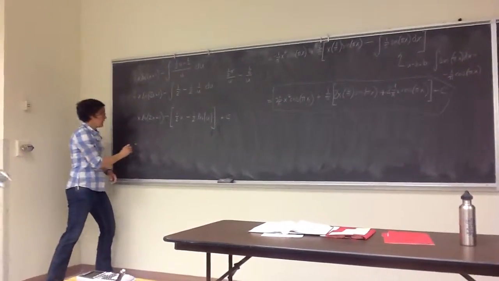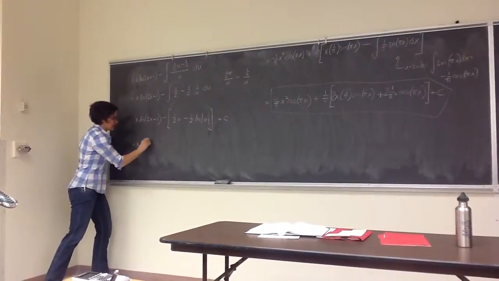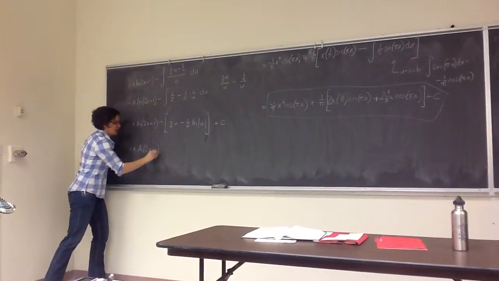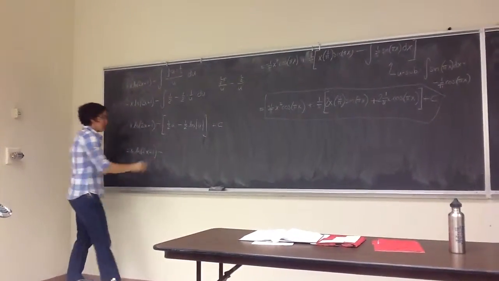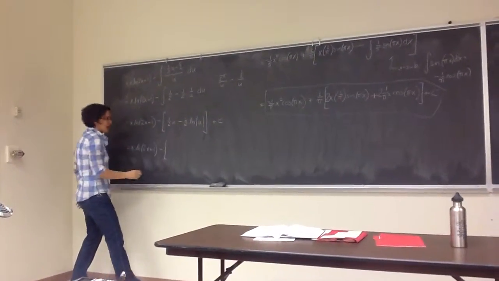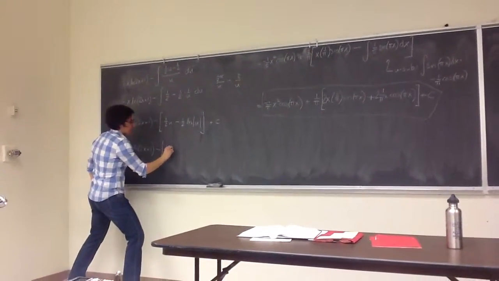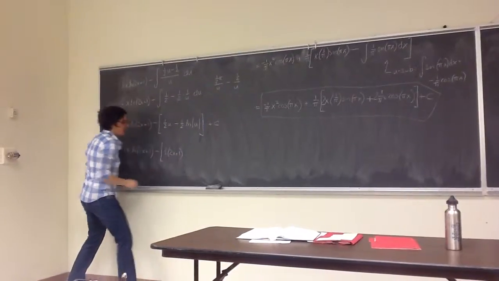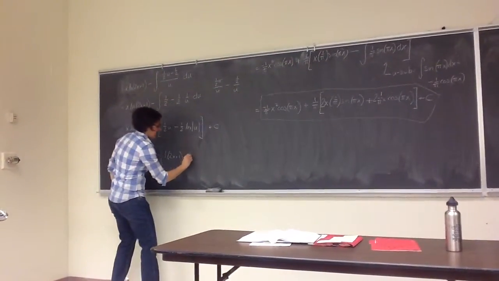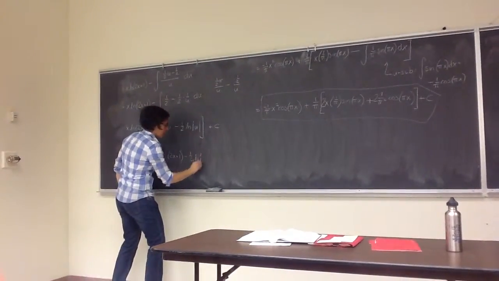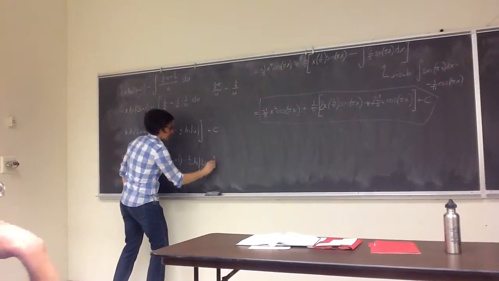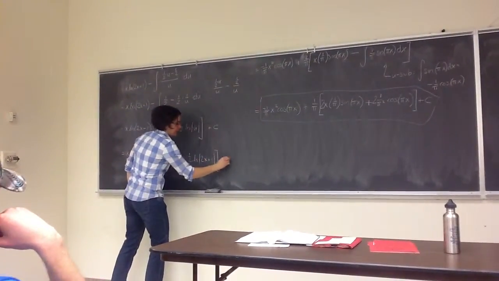Okay. So here we go. We've got x times the natural log of 2x plus 1, exactly copied down, minus, and then I've got brackets 1/2 times 2x plus 1, minus 1/2 times the natural log of the absolute value of 2x plus 1, end bracket plus C.